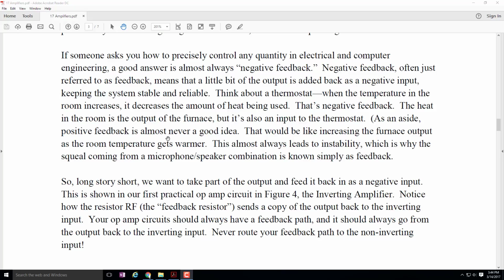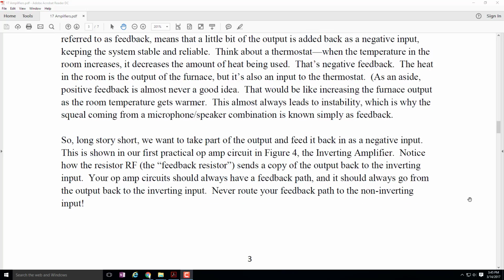In fact, positive feedback is almost never a good idea because that would be like, as the temperature in the room increases, I'm going to increase the rate at which I use the furnace. And that leads to very high instability. It's like if you get the microphone close to the speaker, that's known as feedback. That's actually positive feedback because it's amplifying the speaker through the microphone back to the speaker again. And you know that's very unpleasant when that happens.